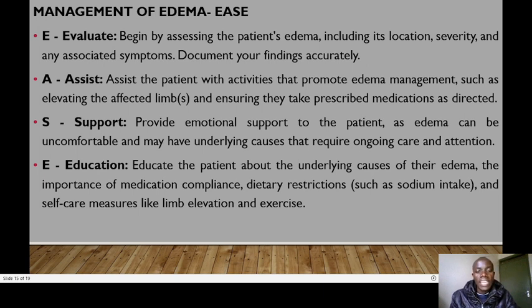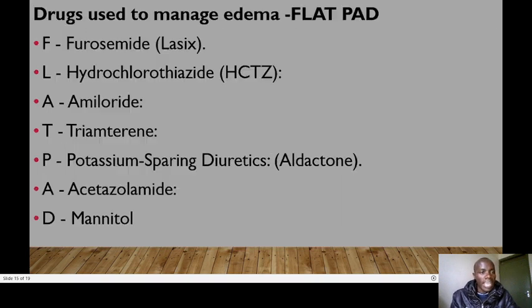Lastly, we have educate the patient about underlying causes of their edema, the importance of medication compliance, dietary restrictions such as sodium intake, and self-care measures like limb elevation and exercise. So the commonest drugs that we normally use, we normally abbreviate them as FLAT PAD, where F stands for Lasix. We have hydrochlorothiazide, amiloride, triamterene, potassium sparing diuretics, acetazolamide, and mannitol.